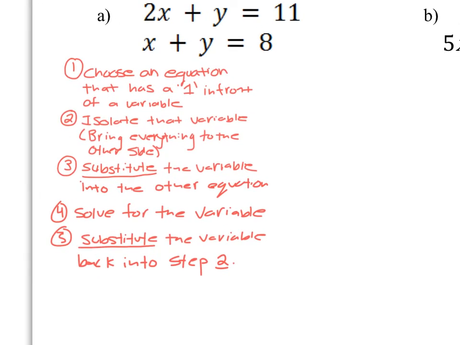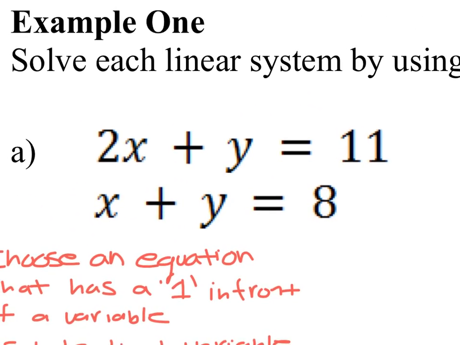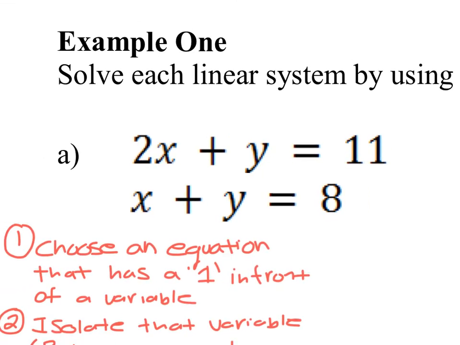The first step is that we're going to choose an equation that has a 1 in front of the variable. So we know that variables are letters. And if we look at these variables for these two equations above, we've got x's and y's because we're dealing with linear equations. If I look at the first equation with the variable x, I have a 2 in the front. That's no good. I don't want that. But if I look at the y, it does have a 1. Same with the x, and same with the y in the second equation. So any of these variables for step number 1 would be the right choice.